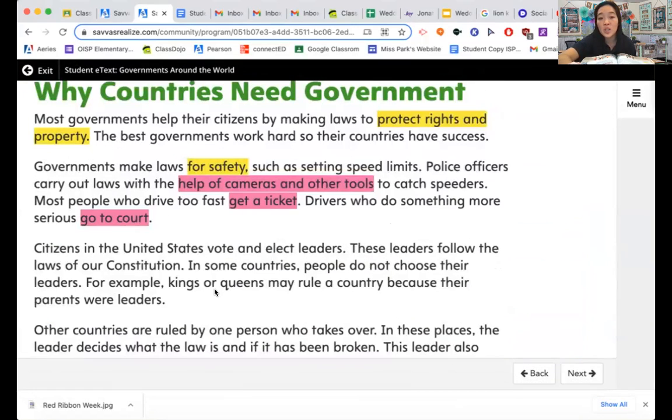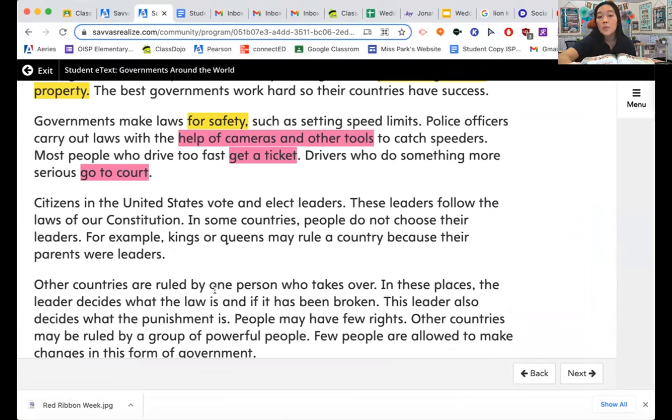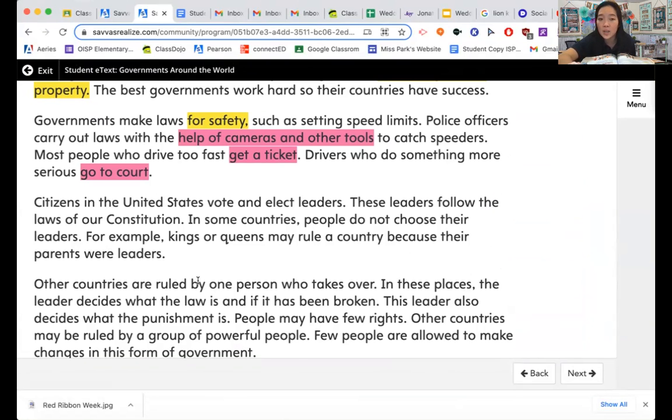For example, in the United States, we choose our leaders. Every 4 years, we get to vote on who our president is going to be. But in some countries, where there are kings and queens, usually kings and queens are not chosen by a vote. They're usually something that is given to you by your birthright.